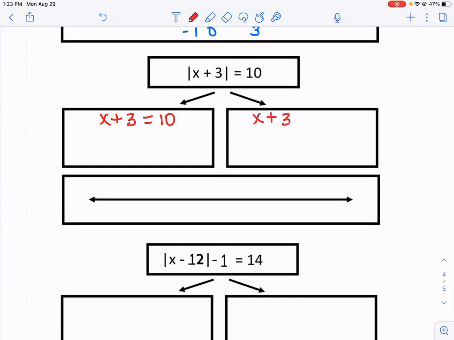Okay, so we have x plus 3 equals +10 and x plus 3 equals -10. Does it matter which one you do first? No, it does not matter which one you do first, okay? But these are the 2 equations that we need to solve. Okay. Are you okay with these 2 equations?